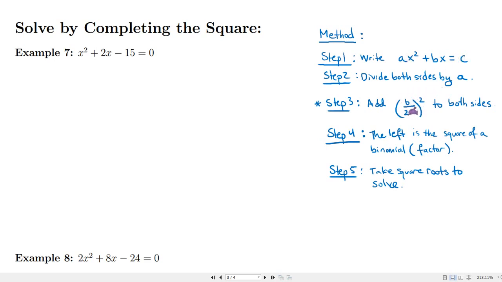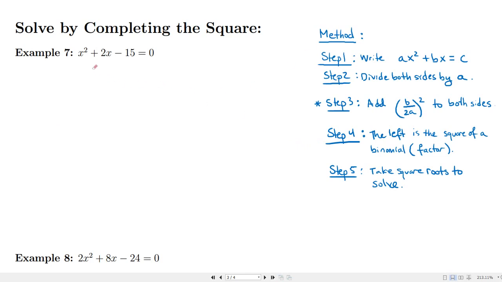And the reason for that, as you'll see when we solve these problems, is that the left-hand side after step 3 will be something you can factor. It'll be the square of a binomial. And because it's the square of a binomial, we can finish the solution by taking the square root of both sides. So this is the weird step where you have to figure out what to add to both sides. But after that, the rest of it is a little more standard.